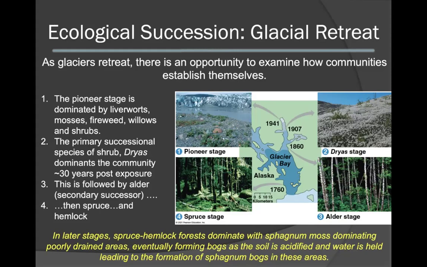During the later stages of succession, spruce-hemlock forests will dominate. Sphagnum moss will also dominate in the poorly drained areas. This will eventually lead to the formation of bogs as the soil becomes acidified and water is held.